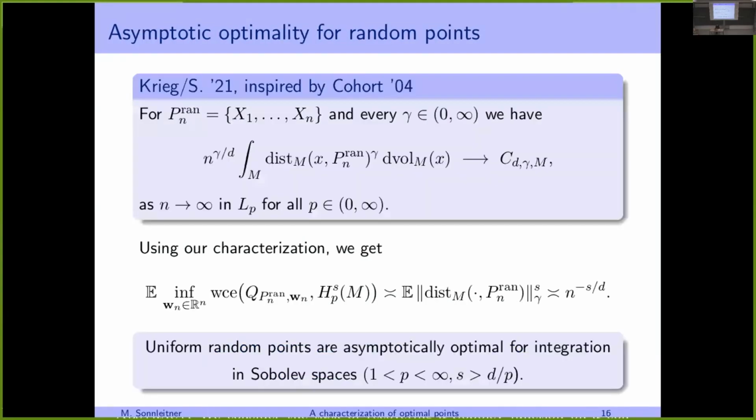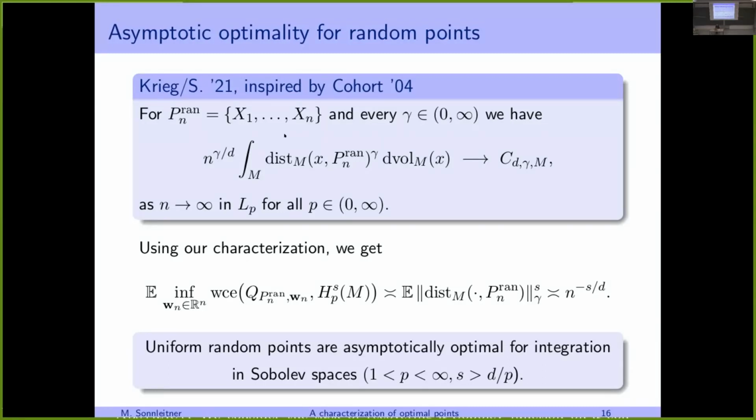And now using the characterization I showed you before, and the following fact, namely we have to compute the distortion of these random points. This has been done for Euclidean spaces already, for example, by Cohort. And we imitated the proof to get the following result, namely that the random points satisfy that multiplied by the weight one would expect, so n^{γ/d}, then this converges to a constant in L^p sense for p between 0 and infinity.